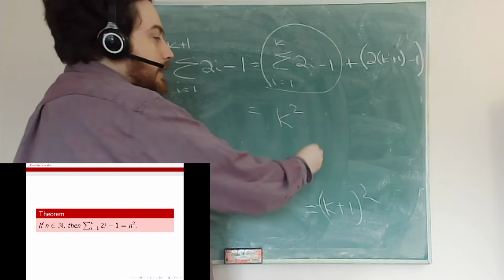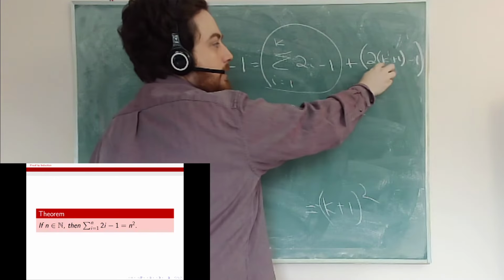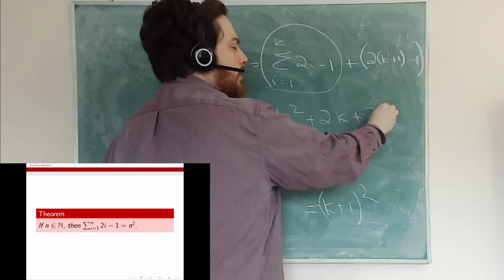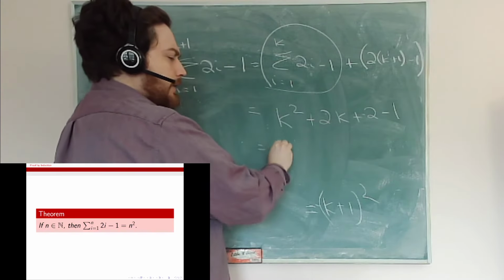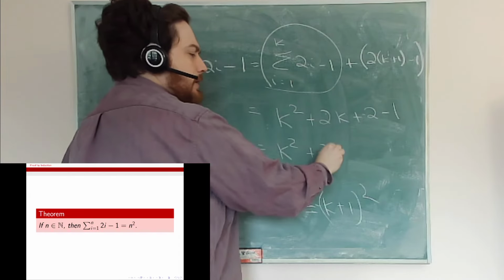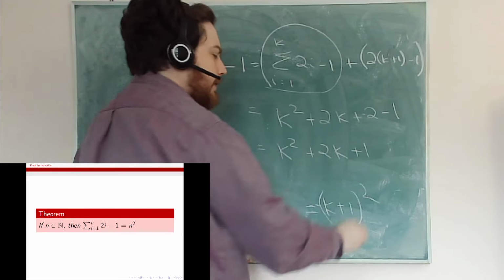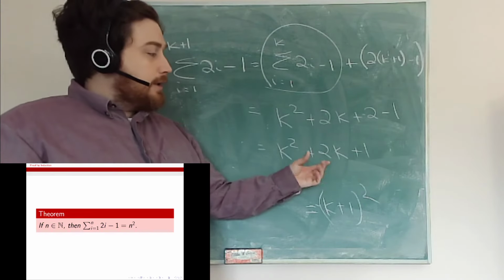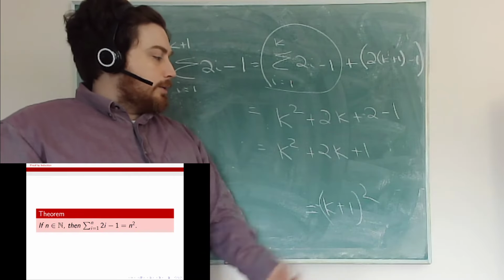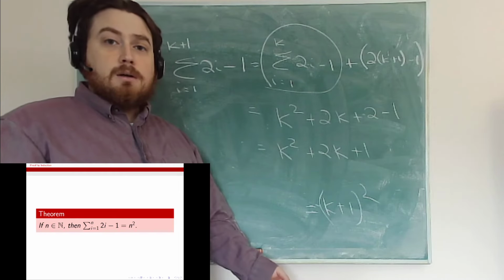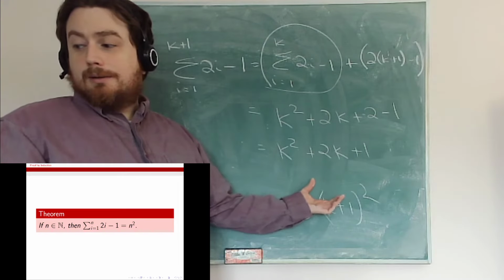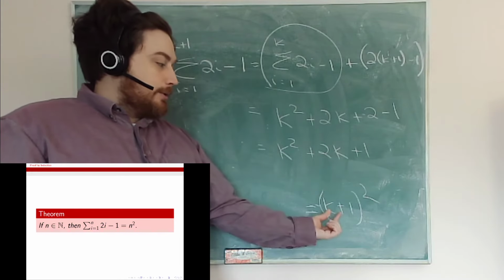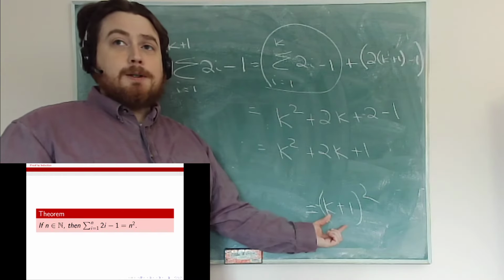So if I write that out as k squared, I get k squared plus, and I'm going to simplify this, 2k plus 2 minus 1, which is going to be k squared plus 2k plus 1. And so I've just taken this and simplified it algebraically, and I get k squared plus 2k plus 1. Now notice that I can just factor here. If I factor k squared plus 2k plus 1, that is just k plus 1 squared.